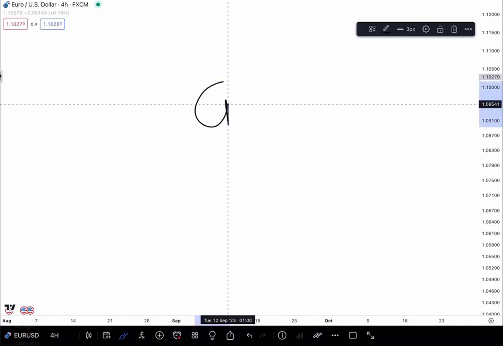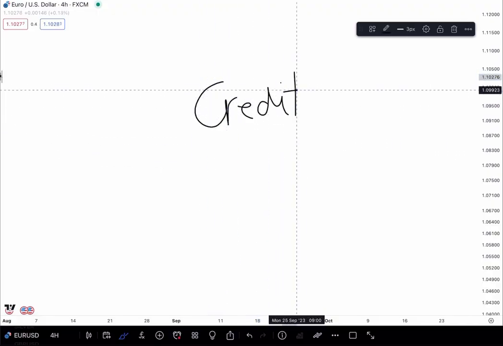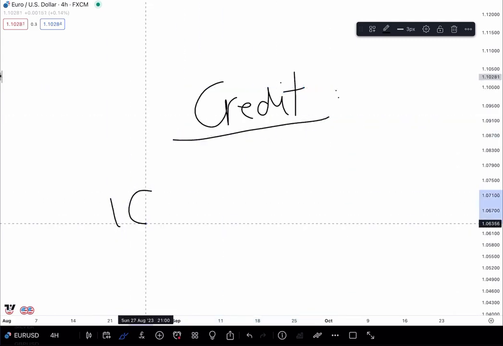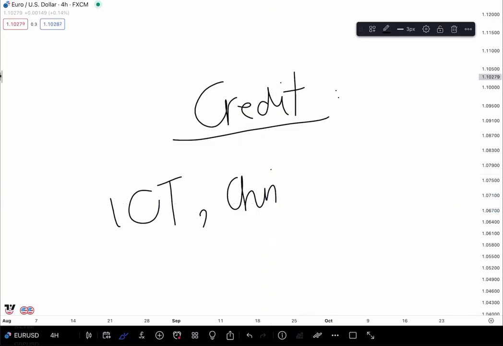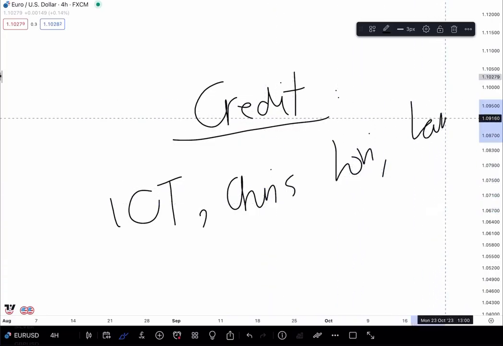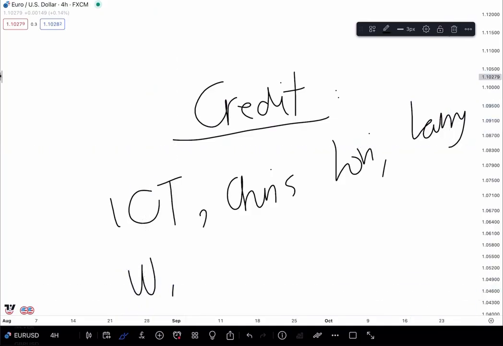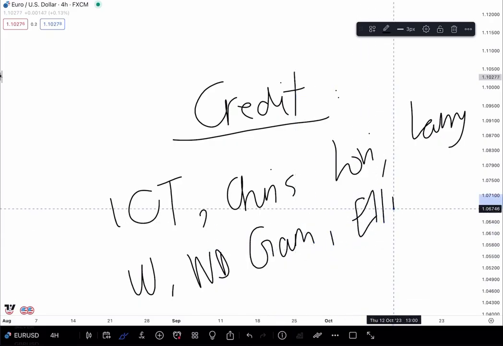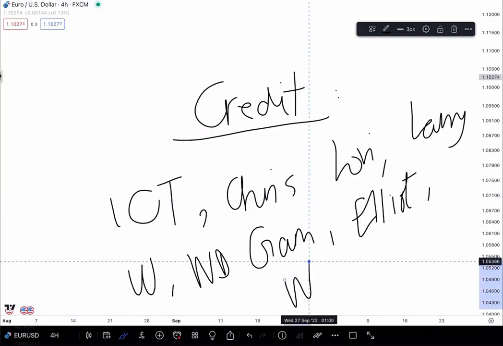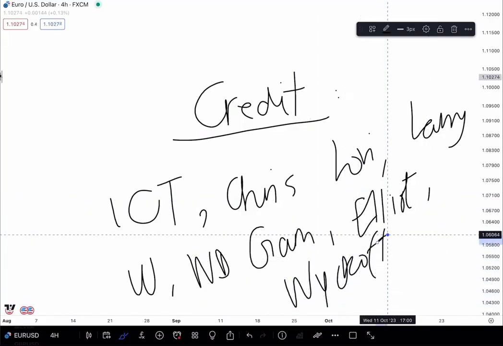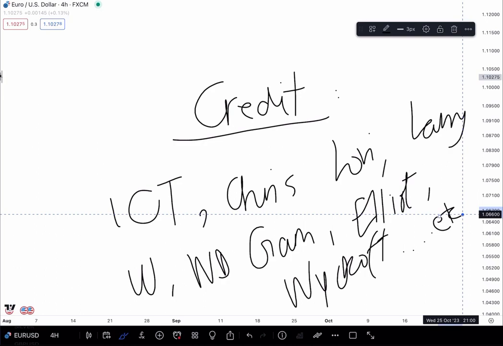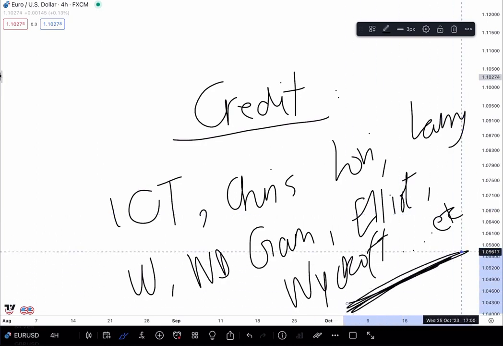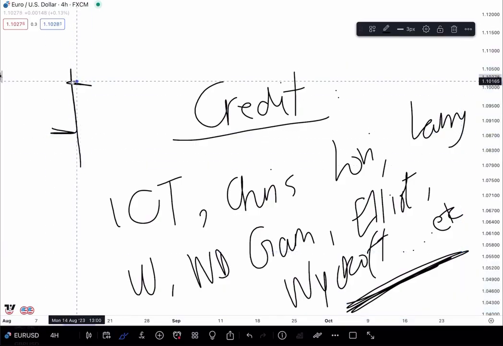Of course, credits to whom credit is due. ICT, Chris Laurie, Larry Williams, WD Gann, Elliot, Richard Wyckoff, and whoever else contributed to the accumulation of knowledge of price which we have today.